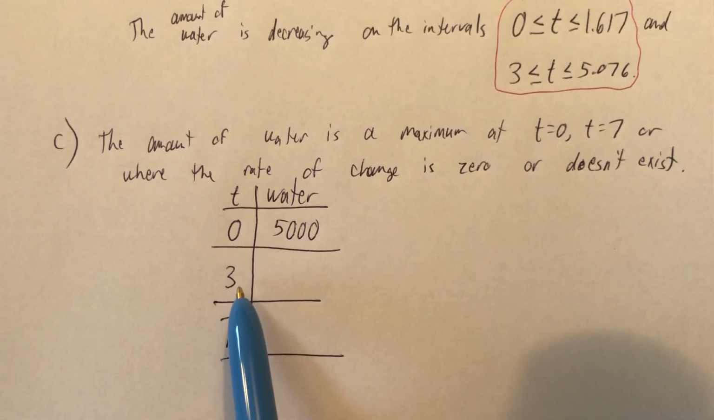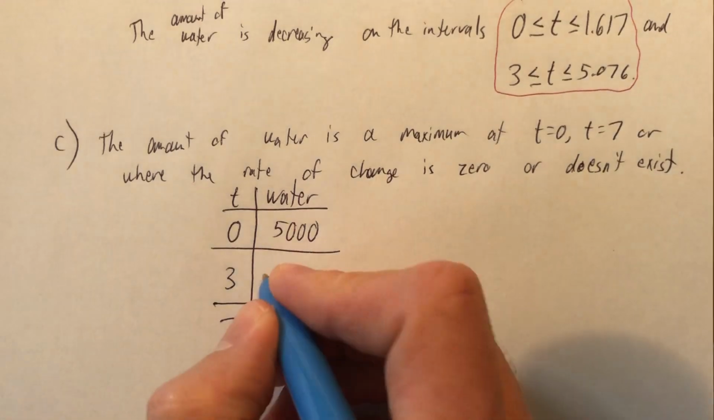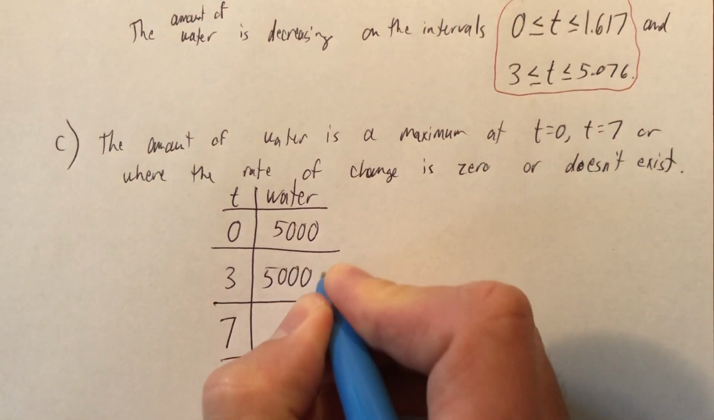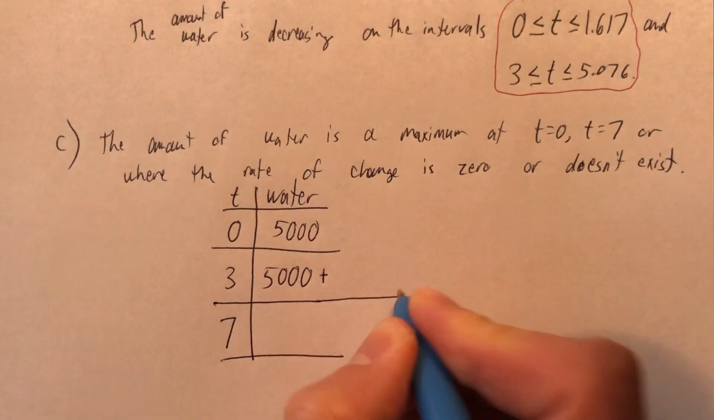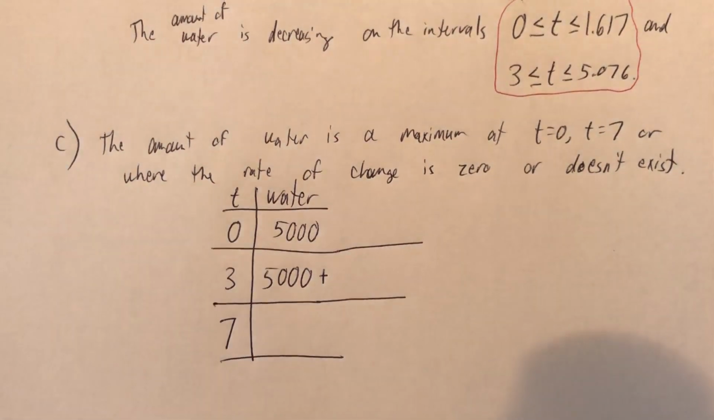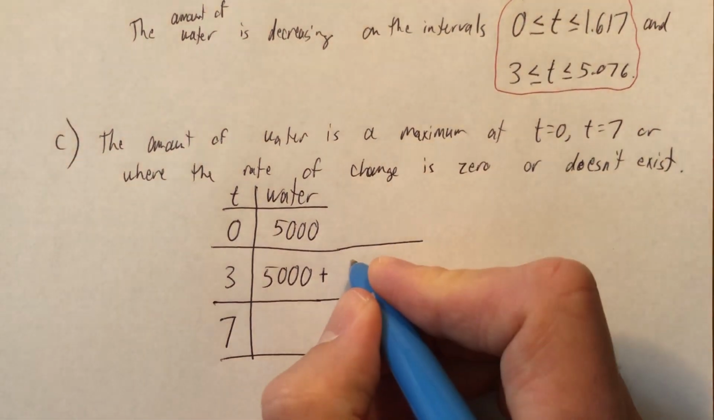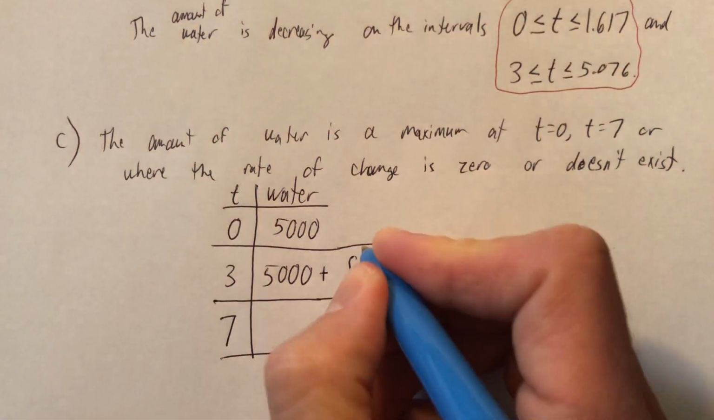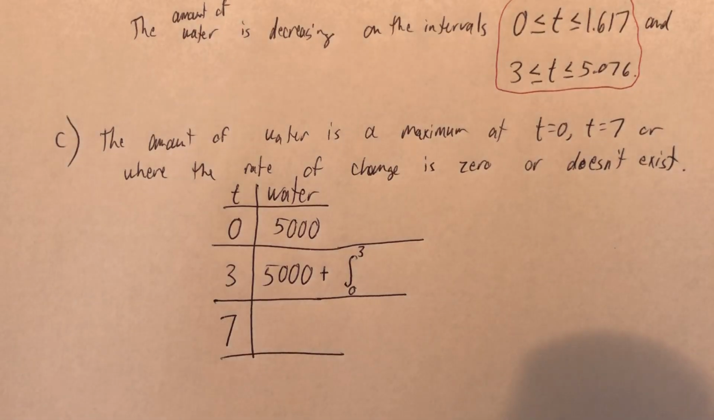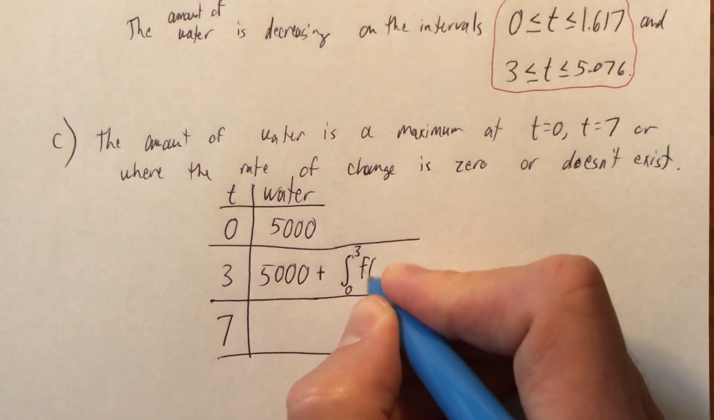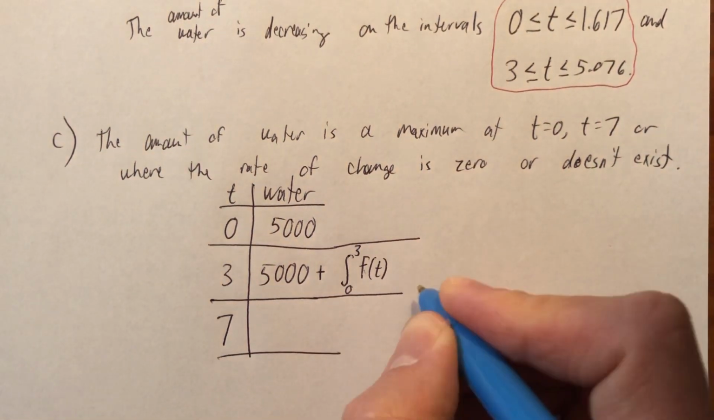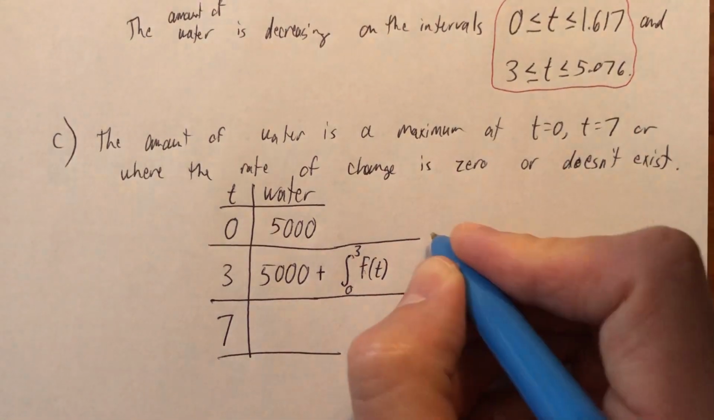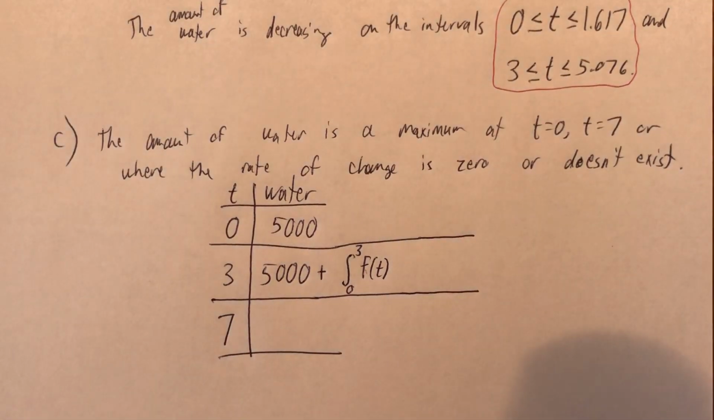How much water is in the tank at 3? Well, I don't know, but it's 5,000 and then something, plus something or minus something, I don't know. Okay, I want to send some water into this tank for 3 seconds. How much water are we going to send in? We're going to send in F. How much water are we going to pump out? We're going to pump out G.